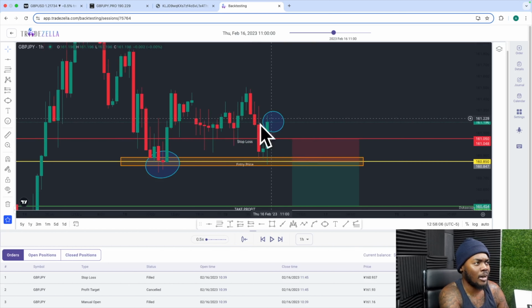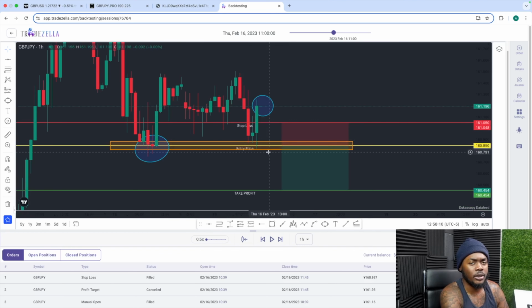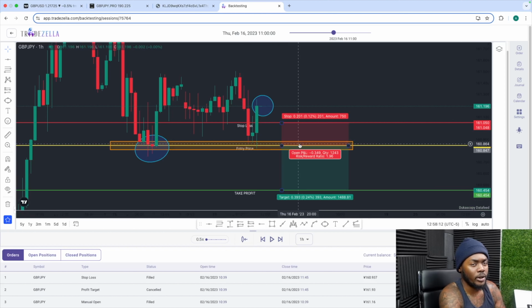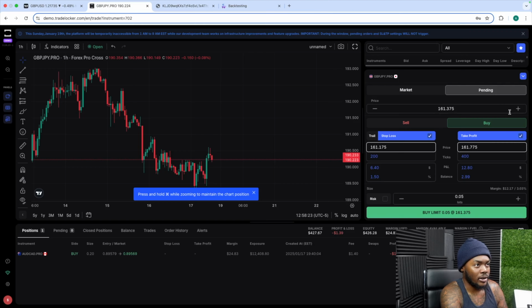I'm not comfortable selling at this spot. I would like to sell once price breaks this structure. So this is what I'll be waiting for as a trader. Hey, this doesn't look like a very good spot to enter. So if and when price comes to this area, this is where I would like to get in. So I will go back to my platform.